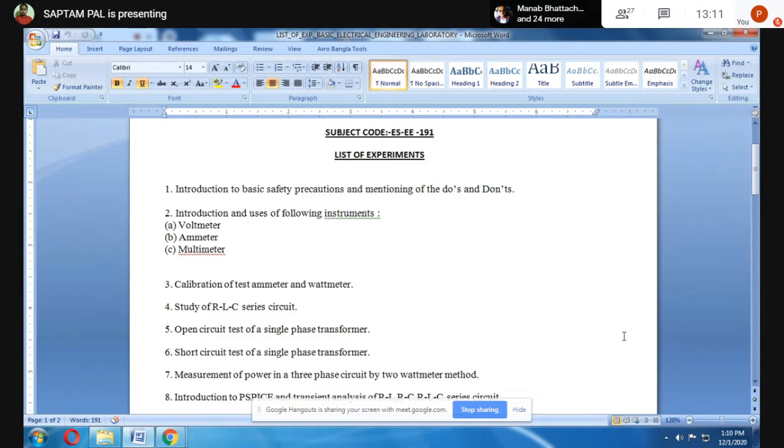So we also find out the calibration of the wattmeter. Calibration of wattmeter means W minus W divided by W, into 100.